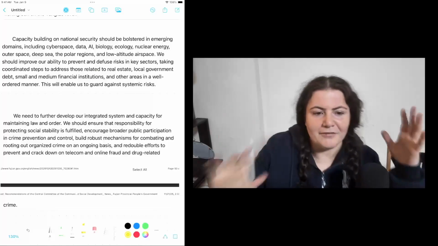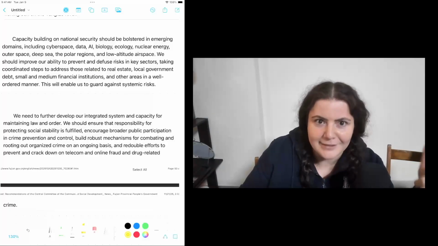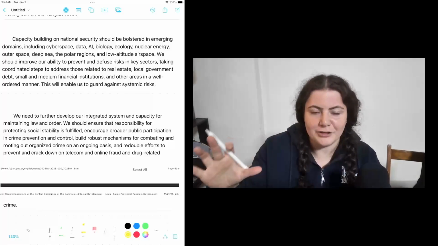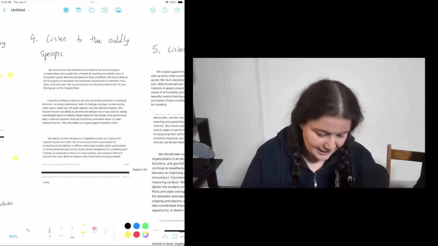Like, again, we went from very generic to quite specific, especially with the additionally emphasizing language of like prevent, crack down, telecom and online and drug-related crime. So there's a lot, like we should do crime prevention in general, but specifically these three, they want to see results. So yes, that's my fourth tip.